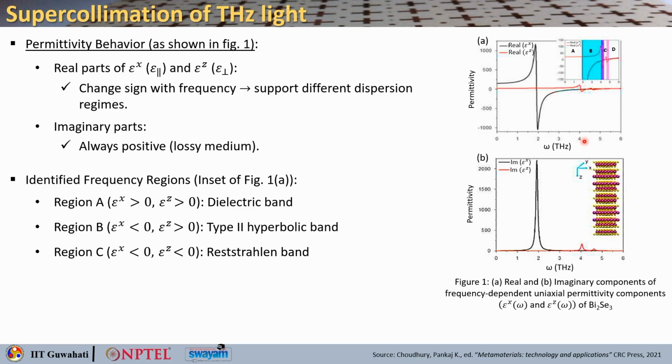And the last band is where epsilon x, the parallel one, becomes positive and epsilon z becomes negative. That is the type 1 hyperbolic material, and that region you can mark as region D.